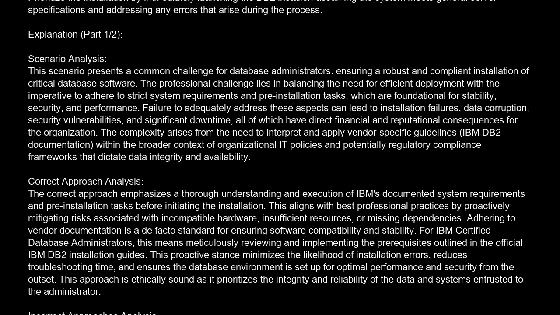For IBM certified database administrators, this means meticulously reviewing and implementing the prerequisites outlined in the official IBM DB2 installation guides. This proactive stance minimizes the likelihood of installation errors, reduces troubleshooting time, and ensures the database environment is set up for optimal performance and security from the outset. This approach is ethically sound, as it prioritizes the integrity and reliability of the data and systems entrusted to the administrator.